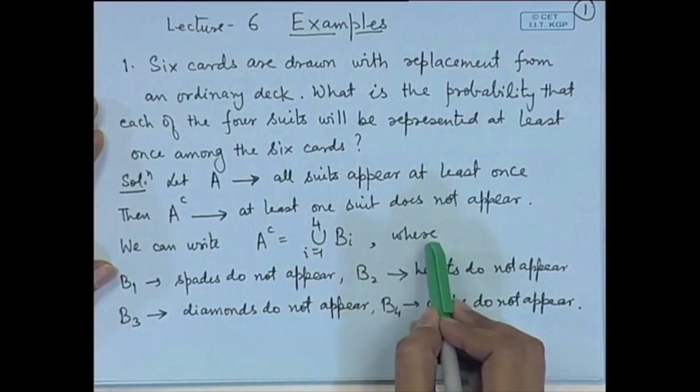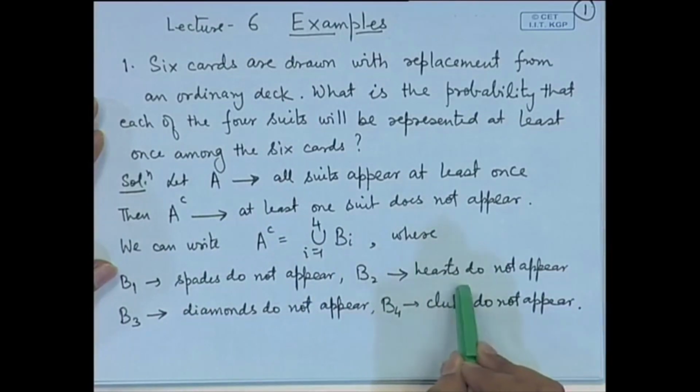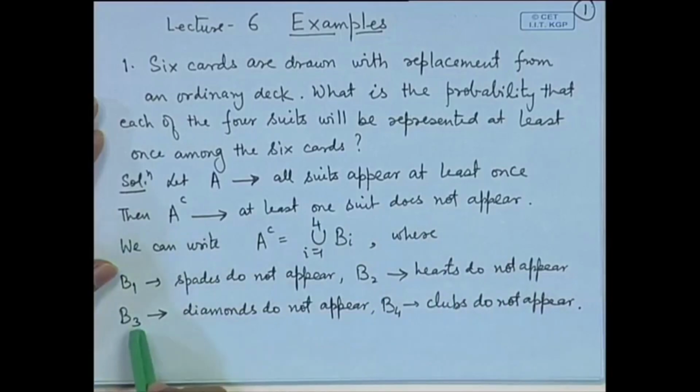of B_i, i equal to 1 to 4, where B_1 denotes the event that spades do not appear, B_2 denotes the event that hearts do not appear, B_3 denotes the event that diamonds do not appear, and B_4 denotes the event that clubs do not appear.